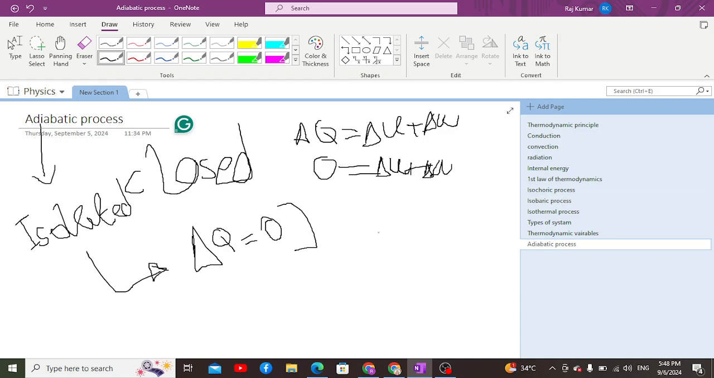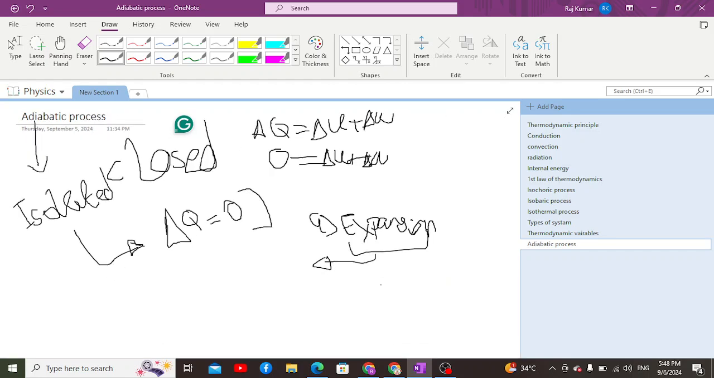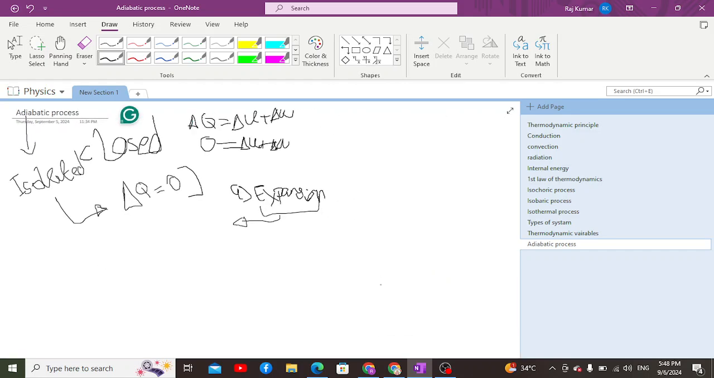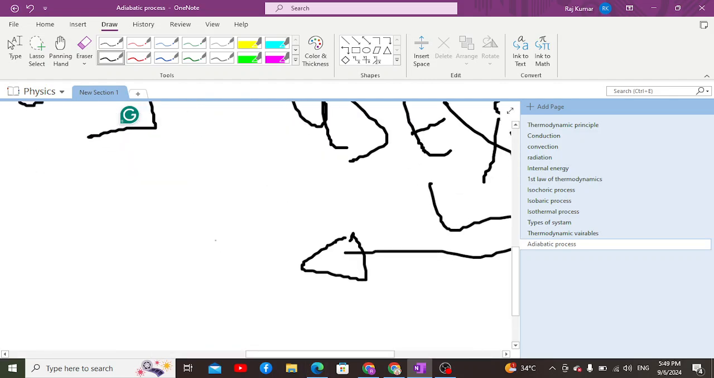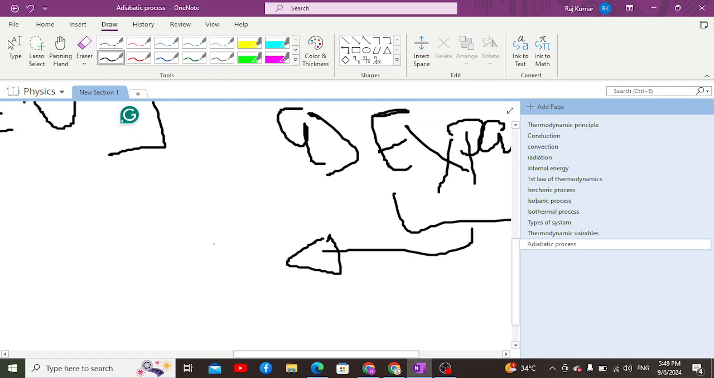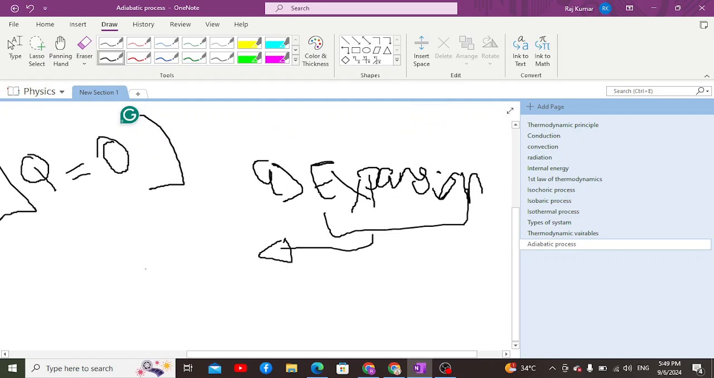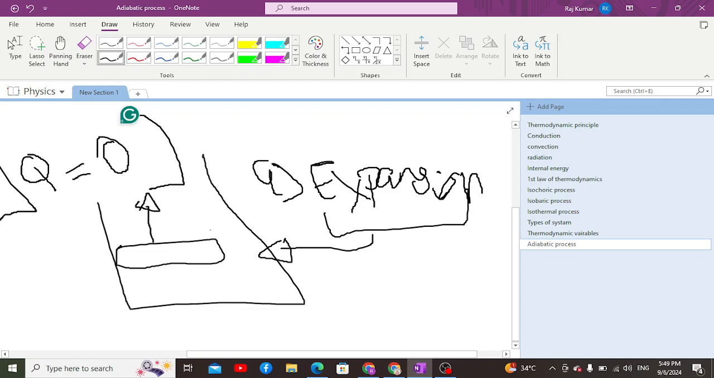If it is, let's say, our first application, adiabatic expansion, what actually happens in adiabatic expansion is that the work is done by the system, due to which there is an increase in the volume of the system. Let me just draw a piston. There is an increase in the volume of the system.